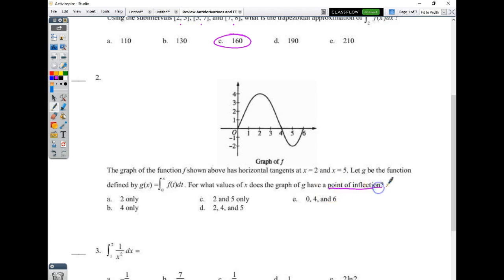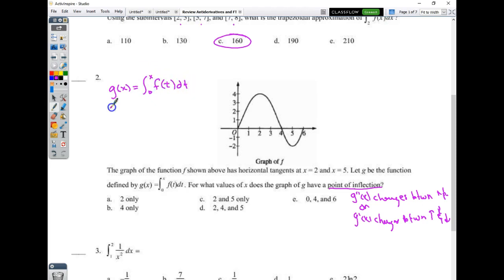So a point of inflection means either g double prime of x changes between plus and minus, or g prime of x changes between increasing and decreasing. So when I look, I've got the relationship g of x is equal to the integral from 0 to x of f of t dt.